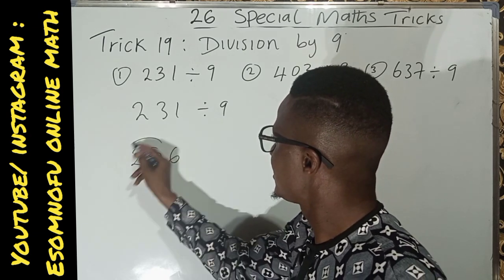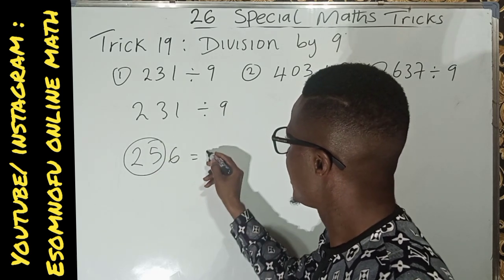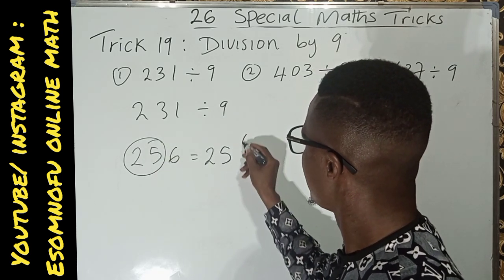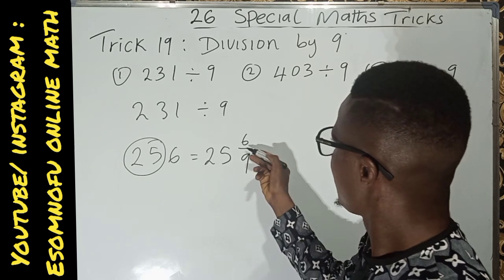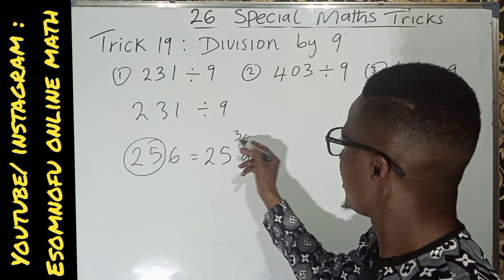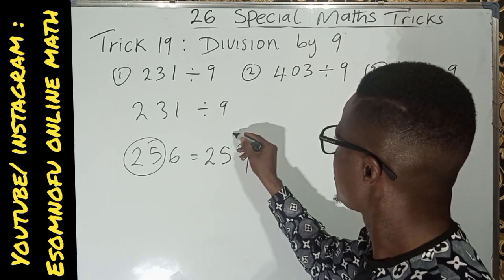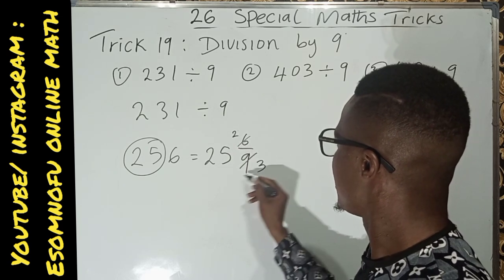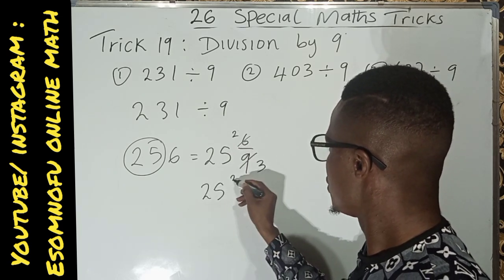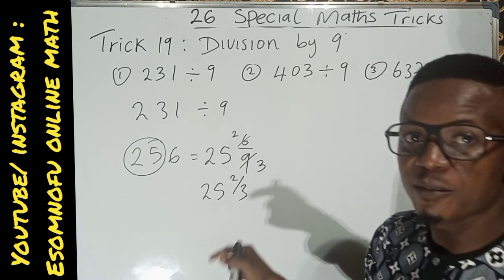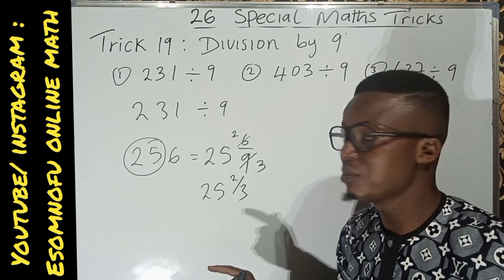Neglect the last digit. Take the first 2 digits. So the answer is 25 whole number, 6 over 9, which you can reduce by 3. 6 divided by 3 is 2, and 9 divided by 3 is 3, which is 25 and 2 over 3, or 25.666 when you change to decimal.